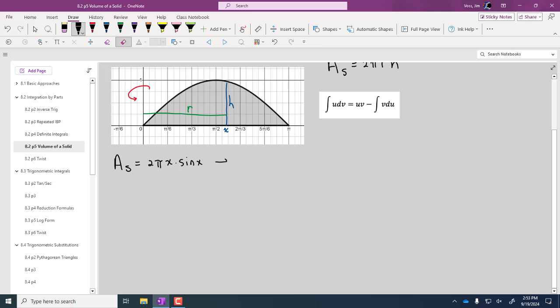All right, so this leads us to volume. Volume will factor out the 2 pi: 2 pi integral of x sine of x dx. And we're integrating from 0 to pi.